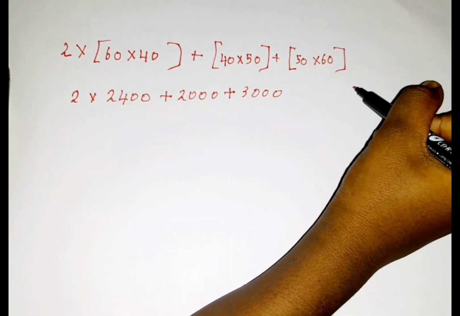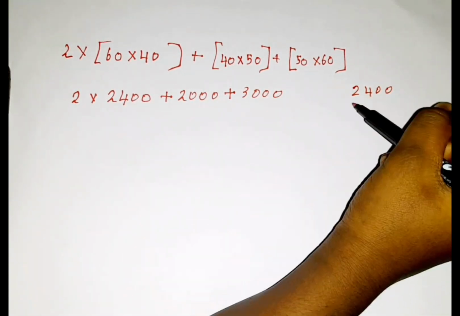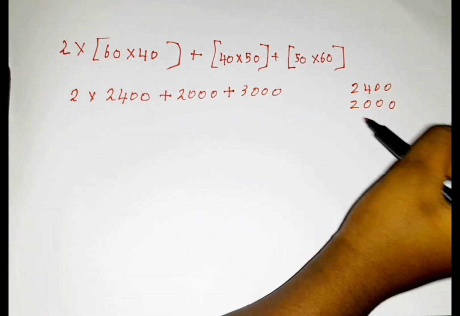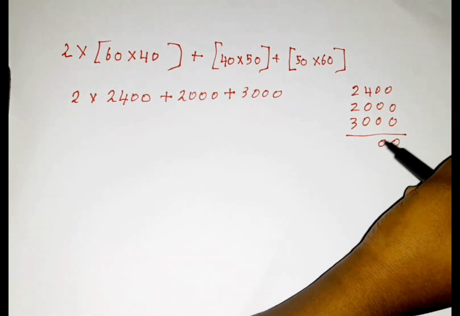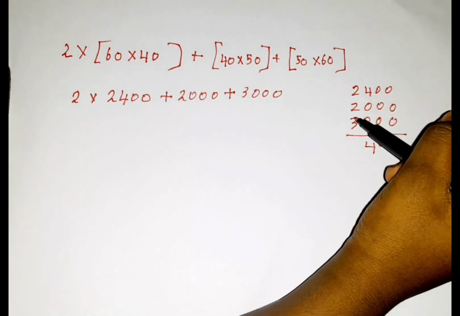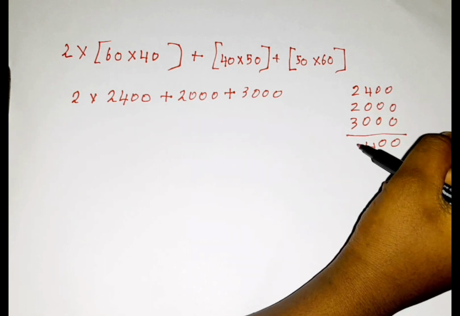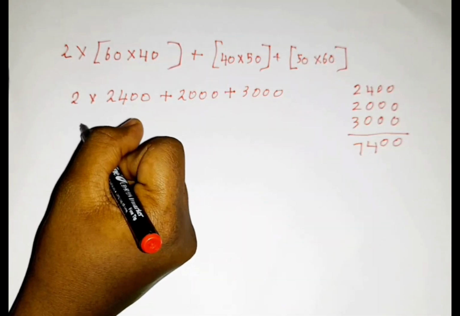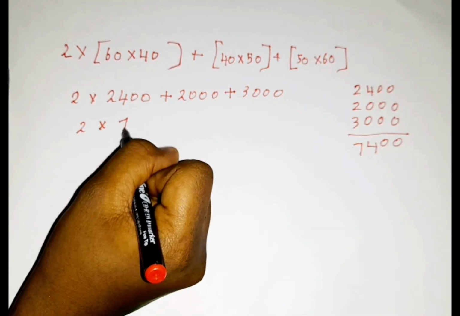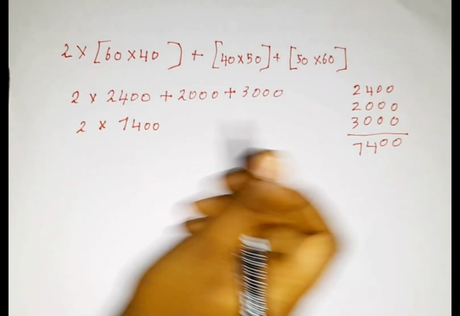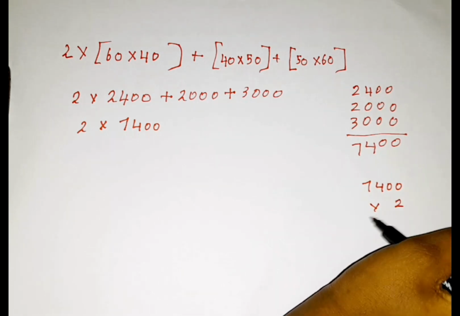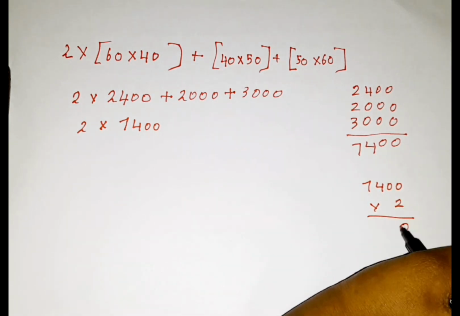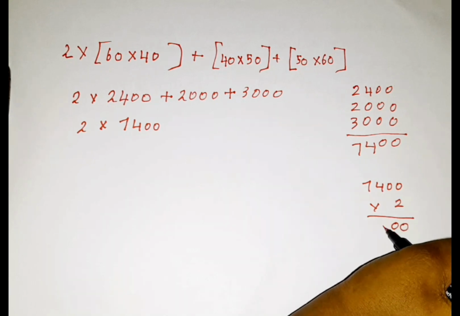Now we are going to add this. 2400 plus 2000 plus 3000. So 0 0 4, 3 plus 2 is 5, 5 plus 2 is 7. So now we have 2 into 7400. So 7400 into 2, am I right? 2 zeros are 0, 2 zeros are 0, 4 2s are 8, 7 2s are 14.